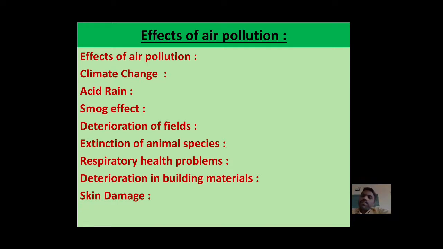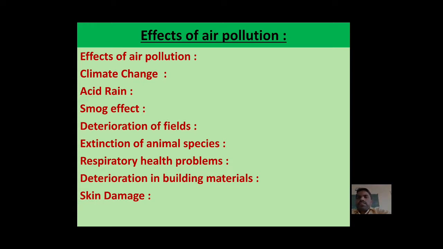And next one is the deterioration of building materials. Deterioration, as I told you, means changing the quality of material, or the quality of soil. Air pollutants also deteriorate the quality of buildings. One good example is the Taj Mahal in Agra. The color of the marble used in the Taj Mahal is changing to other colors because of air pollution.